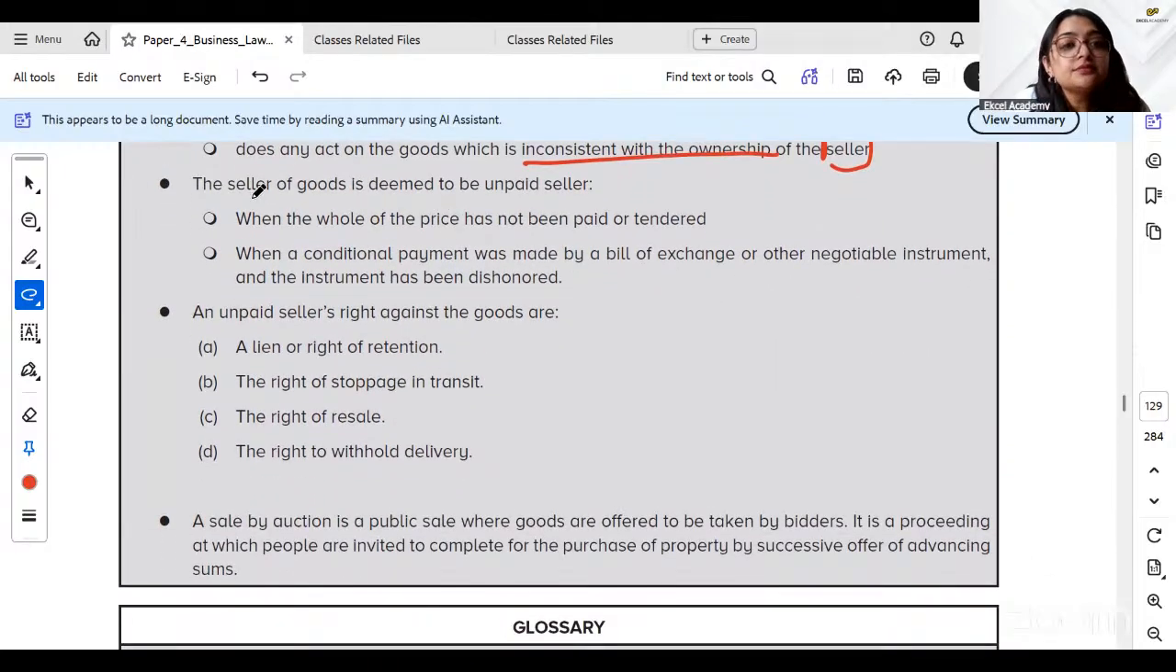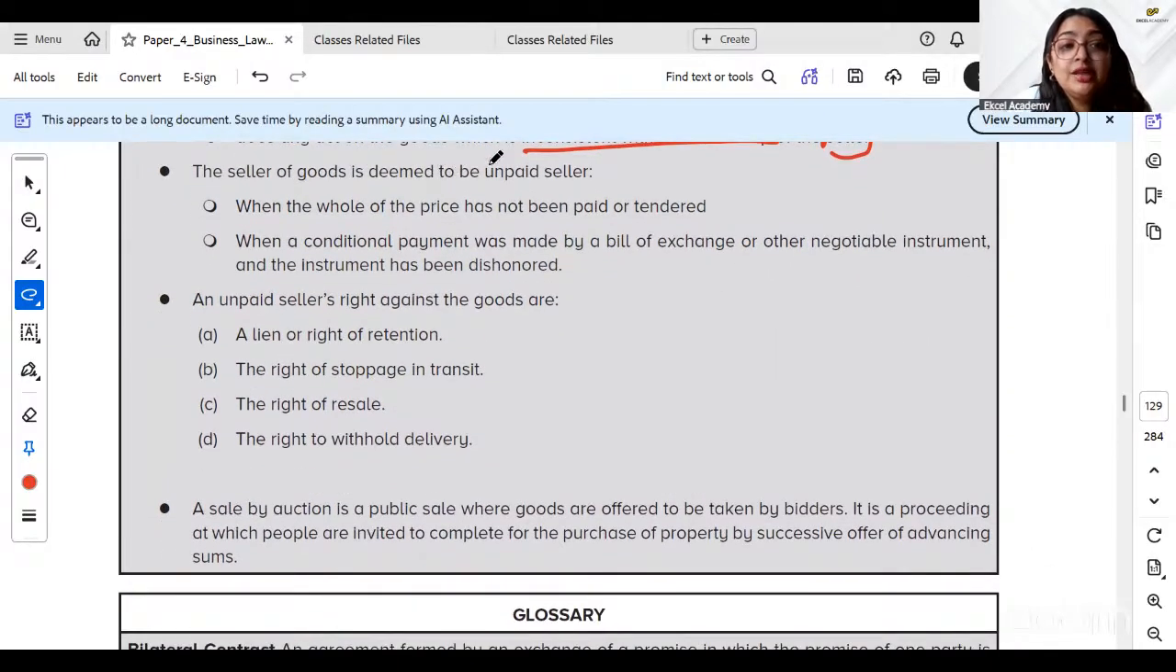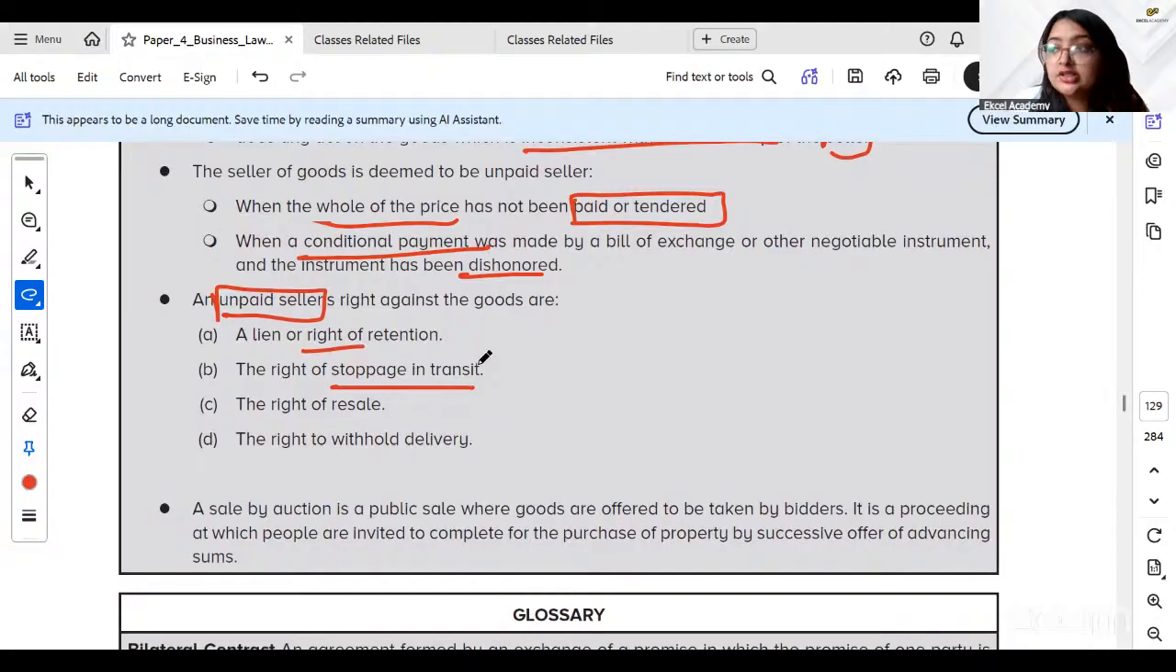Of the seller. Okay. Then the seller of goods is deemed to be an unpaid seller when the whole of the price has not been paid, and when there was a conditional payment with a negotiable instrument and that was dishonoured. Okay. An unpaid seller has the right of lien, that is retaining possession. Stoppage in transit, that is stop the transit and regain the possession. Right of resale, resell it to someone, say when it is perishable or they specifically have that right. And withhold delivery. If it has not yet been delivered, you withhold it. Okay.